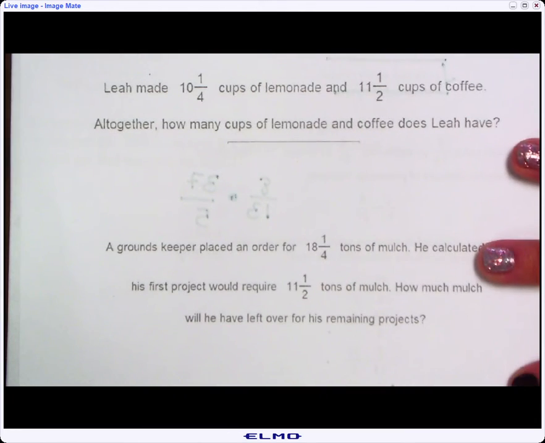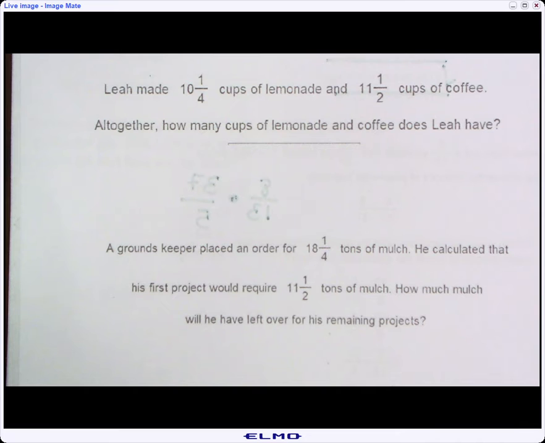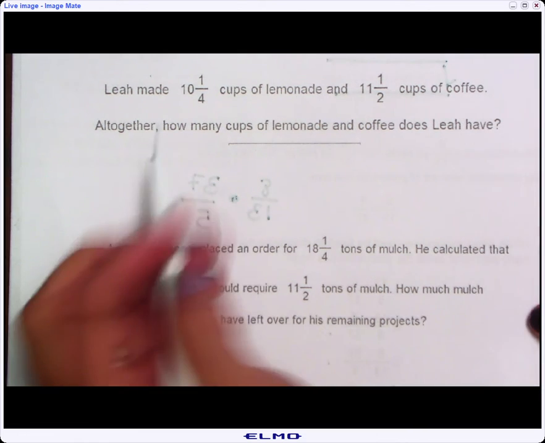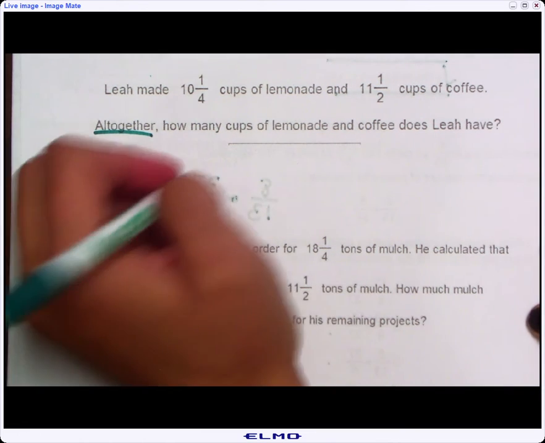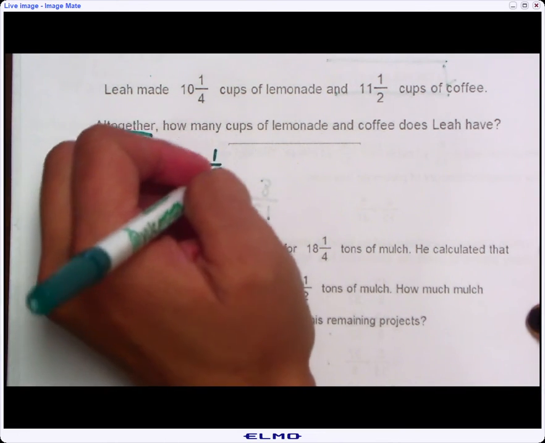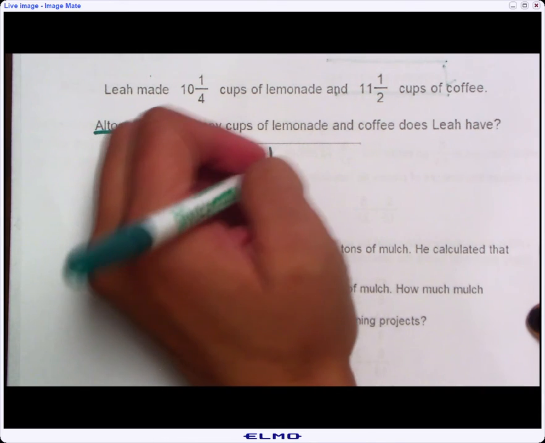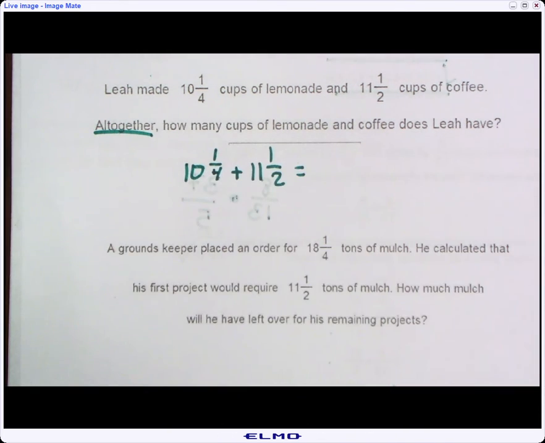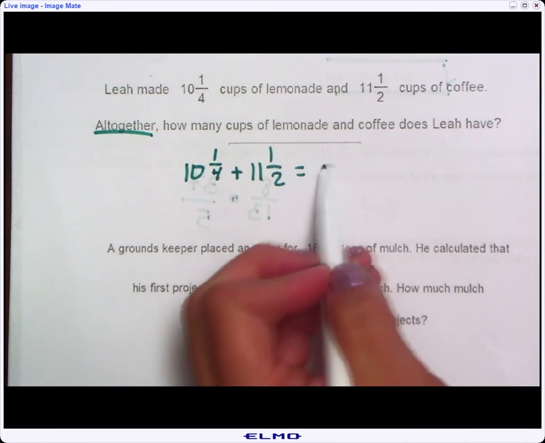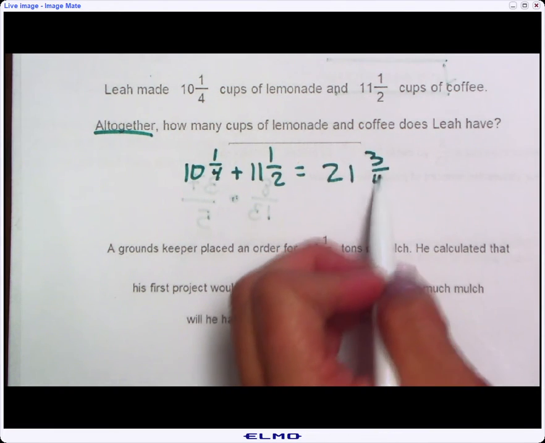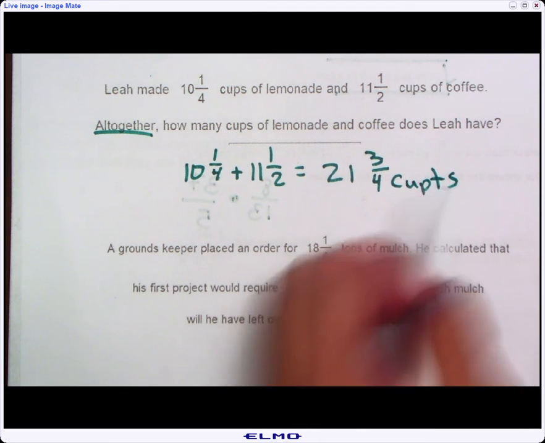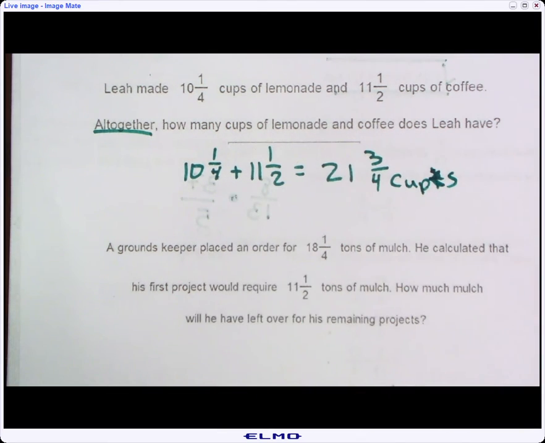Leah made 10 1/4 cups of lemonade and 11 1/2 cups of coffee. Altogether, how many cups of lemonade and coffee did Leah have? So altogether, that's a word that, hey, I need to add. And again, this is a good time to write it down, throw this in your calculator, and make sure that you can get the correct answer of 21 3/4 cups.